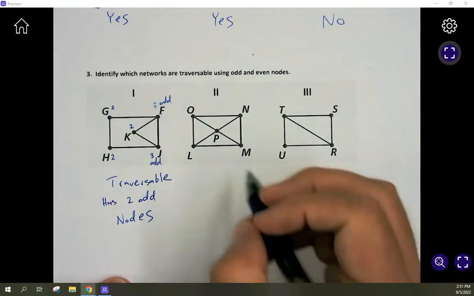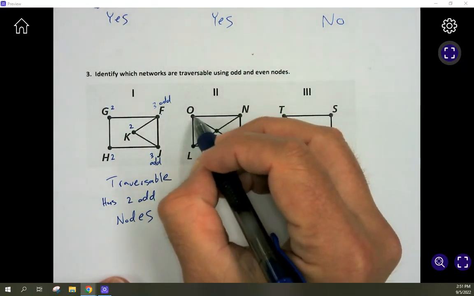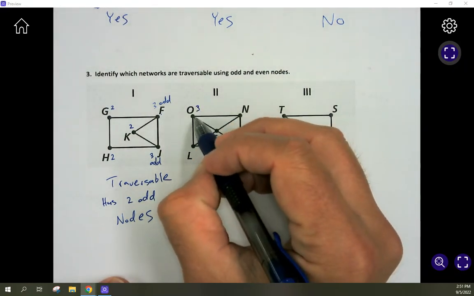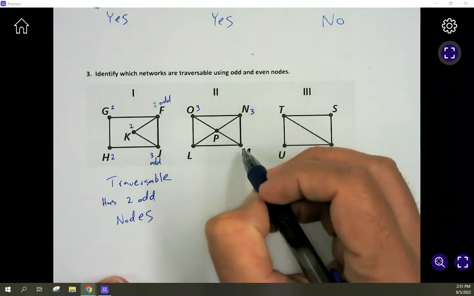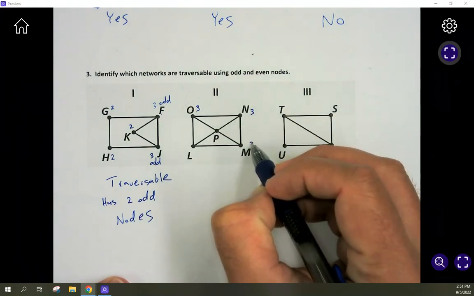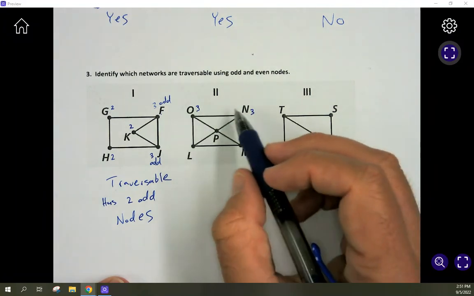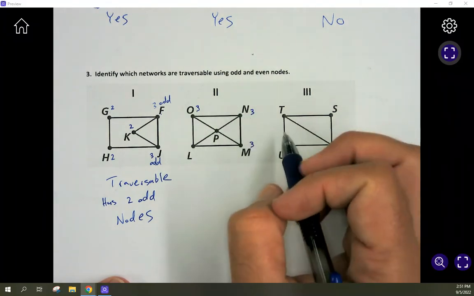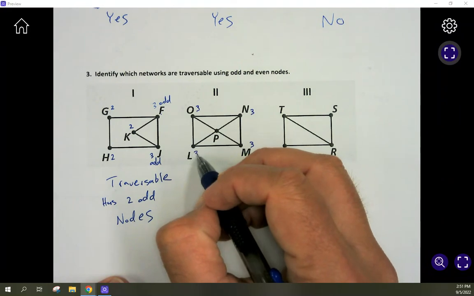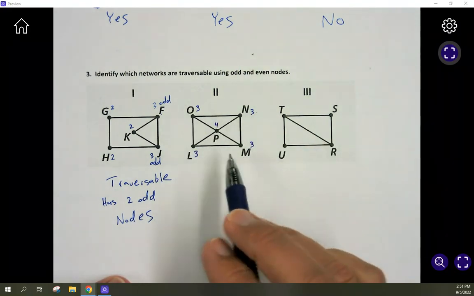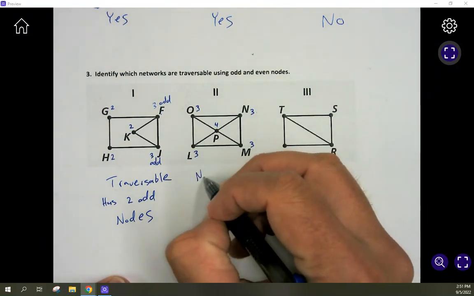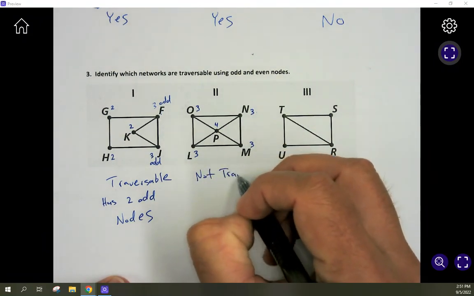How about number 2? O here is an odd node, it has 3 arcs. N here is an odd node, has 3. M has 3. We could stop right now. It already has more than 2 odd nodes. Here's another one, 3. And P is even, P has 4. But I count these up, I've got 4 odd nodes. This is not traversable.